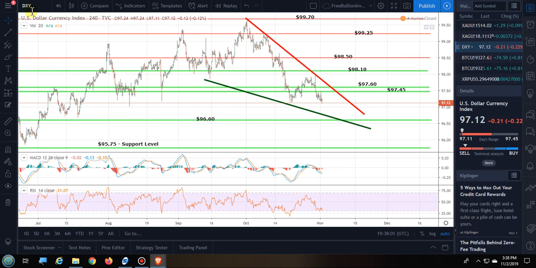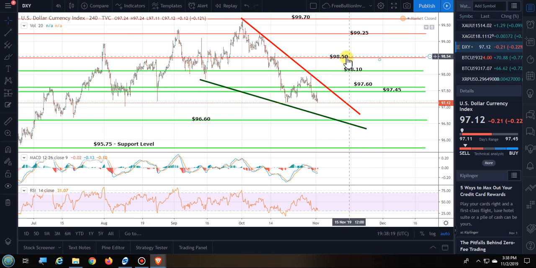But as far as the RSI goes, the RSI is also showing that we may move higher. It is getting into oversold territory, we could clearly see a move up. So that's my outlook for the dollar. The dollar should move higher. How much higher? I would be surprised if it broke 98.50.